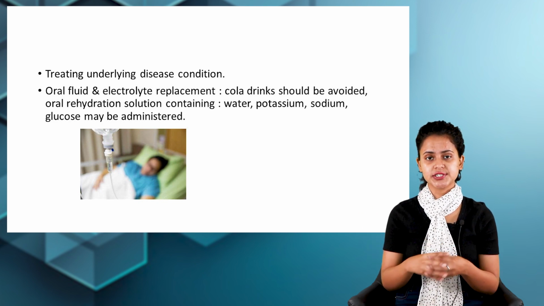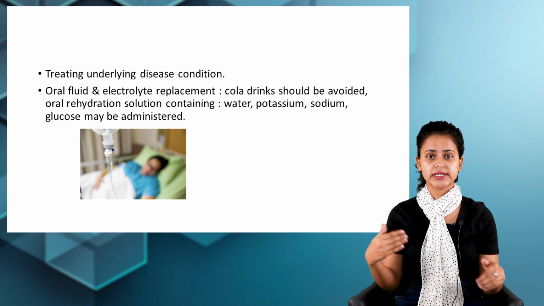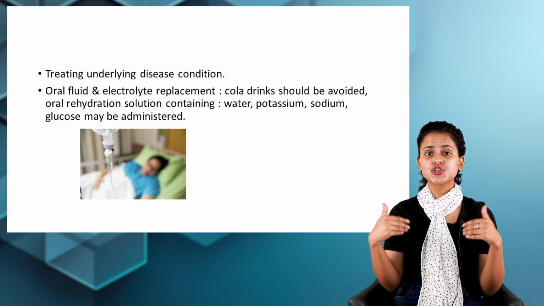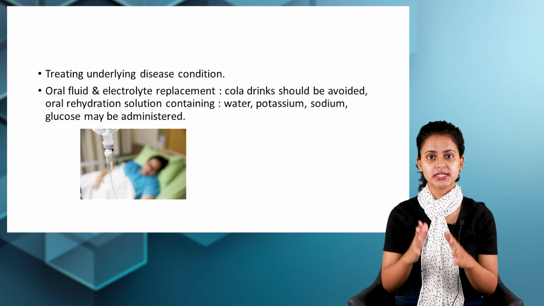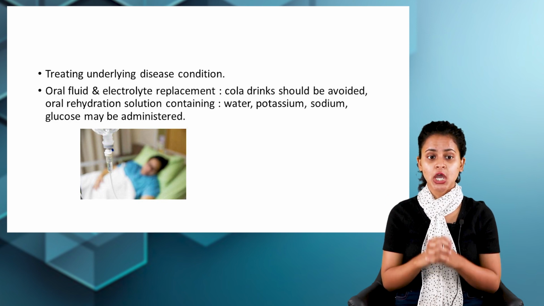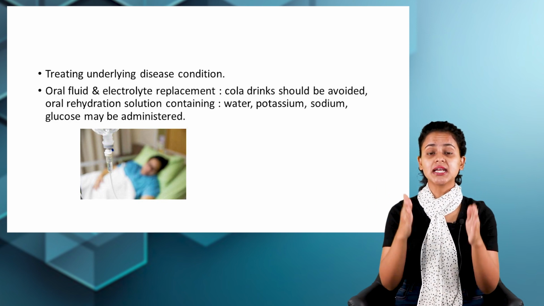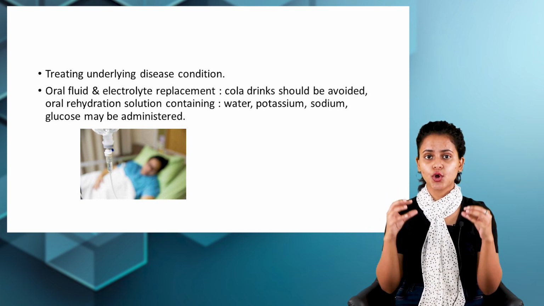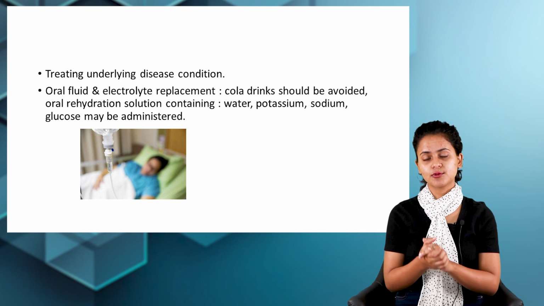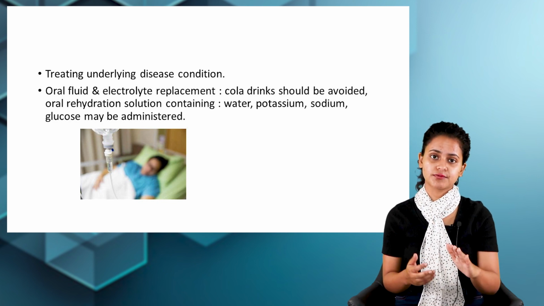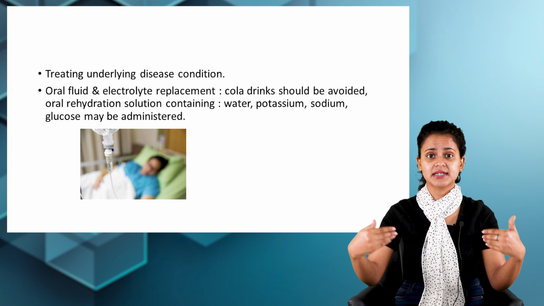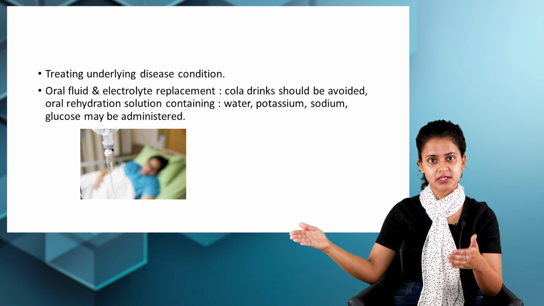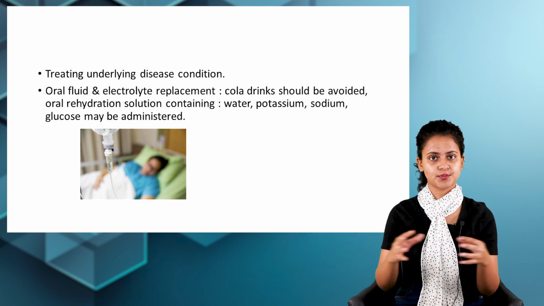Now, if the condition is treated at the earliest, the person shows a very great recovery. So, treating the underlying disease plays a very vital and important role. Basically, fluid electrolyte imbalance is often associated with some systemic disease, so treating that particular disease plays a very important role.